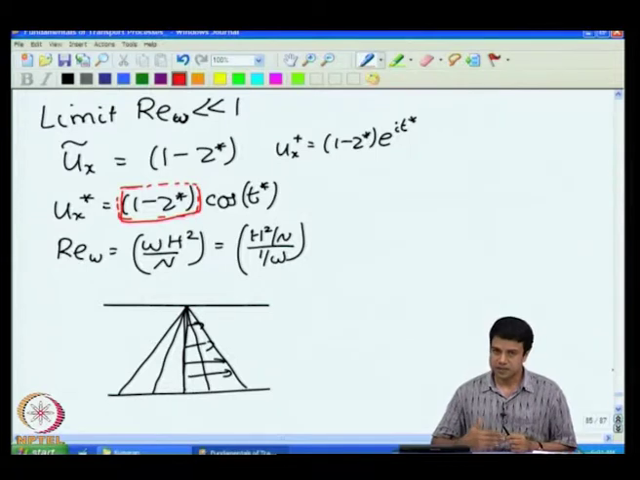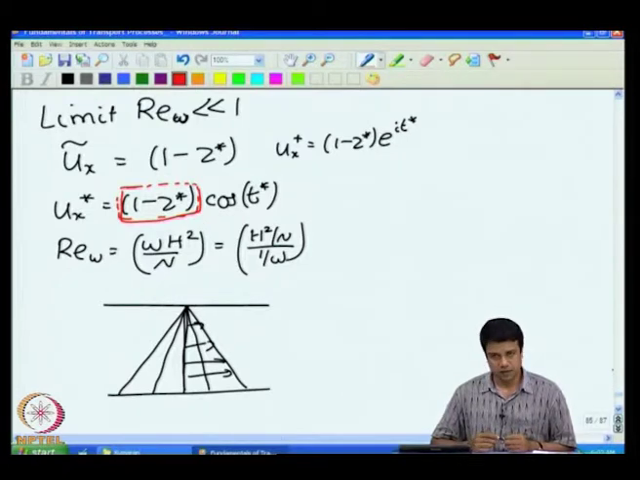So, basically the solution in the limit r e omega small compared to 1 is the same as the steady solution, except that the velocity at the bottom surface is the instantaneous velocity, a function of time. At that particular instant, whatever the velocity is, that is the maximum velocity at the bottom, and you get a linear velocity profile. And we looked at physically why that is so.